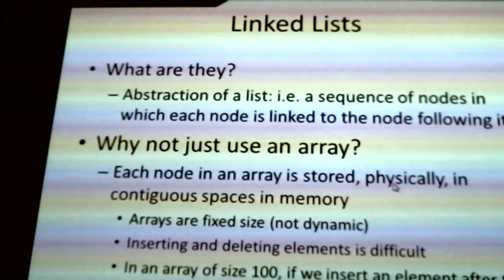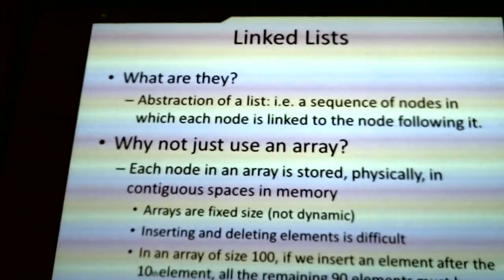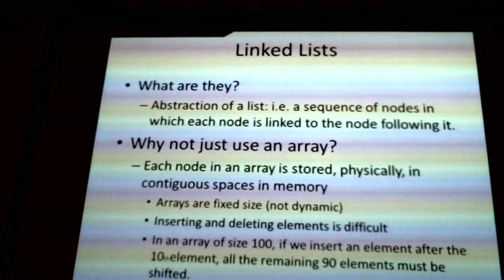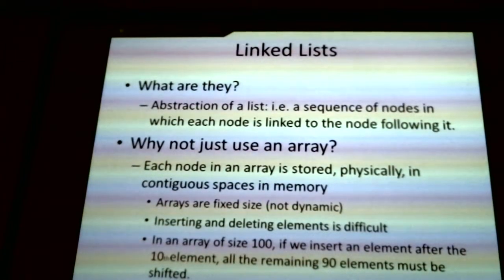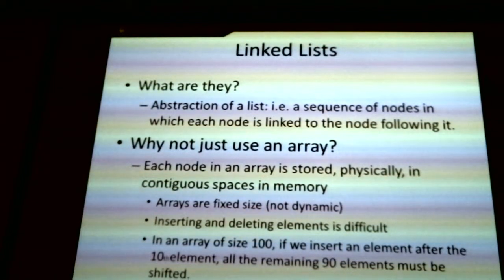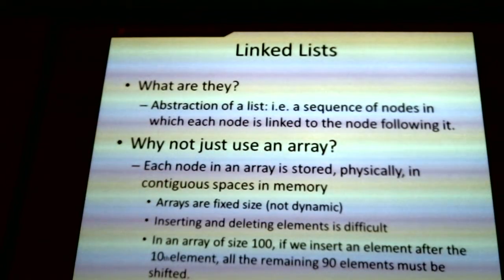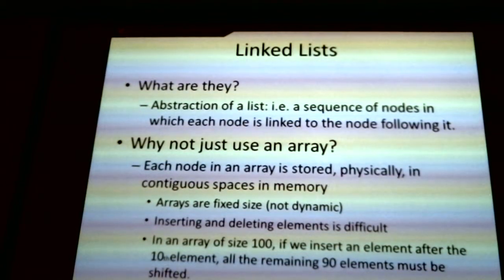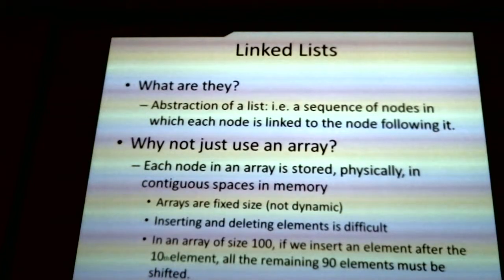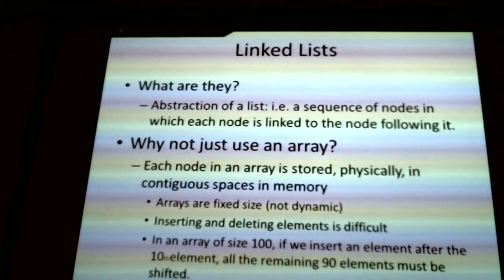So what the heck is a linked list? It's just an abstraction of a list. It's a sequence of nodes where each node has a reference to the one following it, and that's why we use that next. Most often we have either a next or a previous, so that we know which way we're going. If you think about the concept of an array, we have contiguous memory, and each node is stored in continuous memory. However, arrays are a fixed size, so sometimes you don't know how big your data collection is going to be.